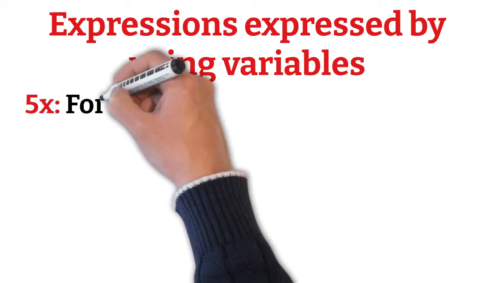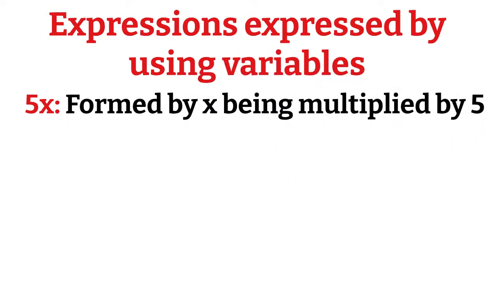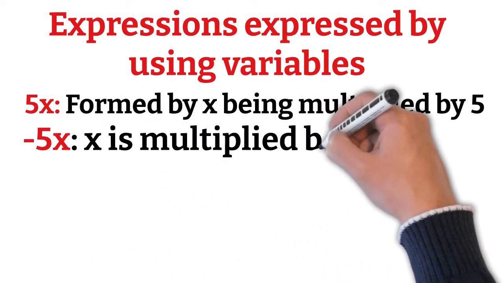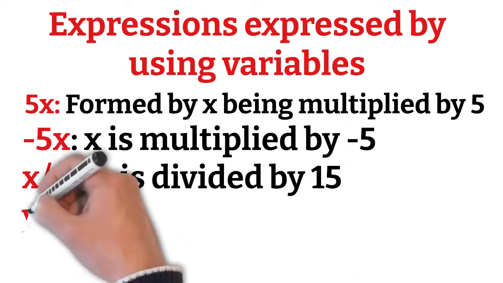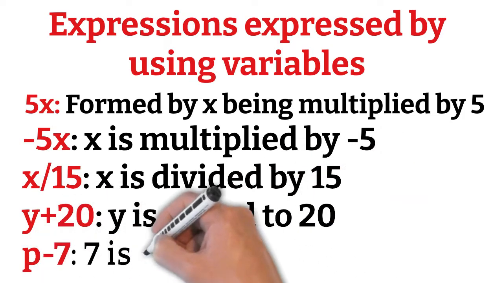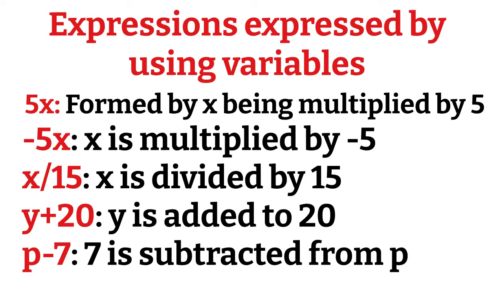For example, 5x. It is formed by x being multiplied by 5. Likewise, in minus 5x, x is multiplied by minus 5. In x by 15, x is divided by 15. In y plus 20, y is added to 20. In p minus 7, 7 is subtracted from p.